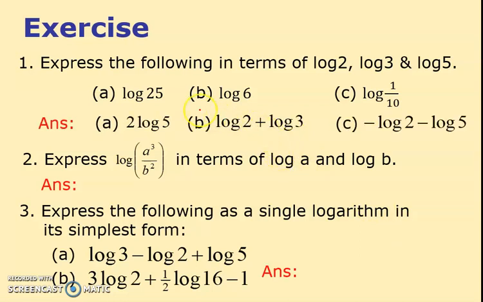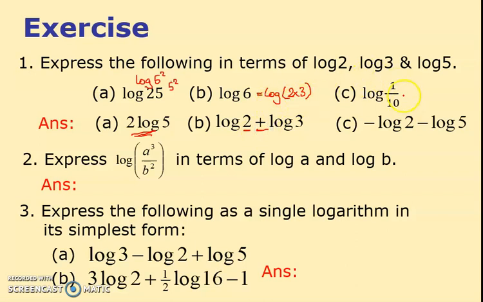Answer first one, I've got 2 log 5. Obviously 25 is 5 squared, so you can see the 2 comes to the front. So if I write that as log of 5 squared, then the 2 comes to the front, I get 2 log 5. Log of 6, well, I've split that into log of 2 and log of 3, because this is really the same as log of 2 times 3. And when they're times, they become adds.